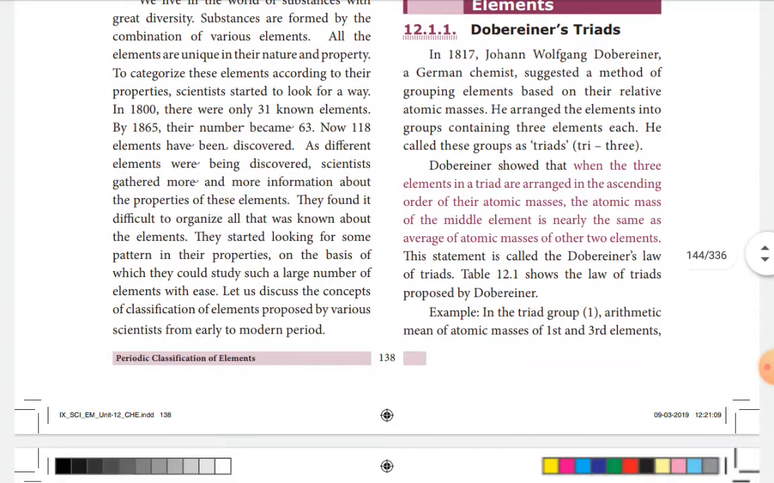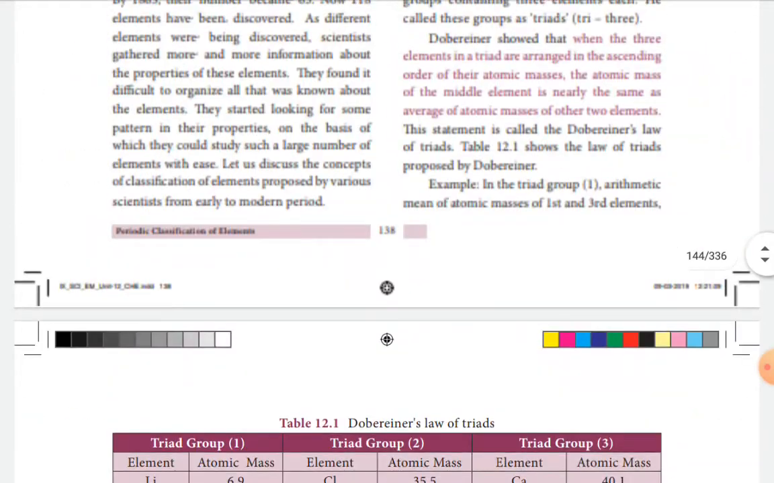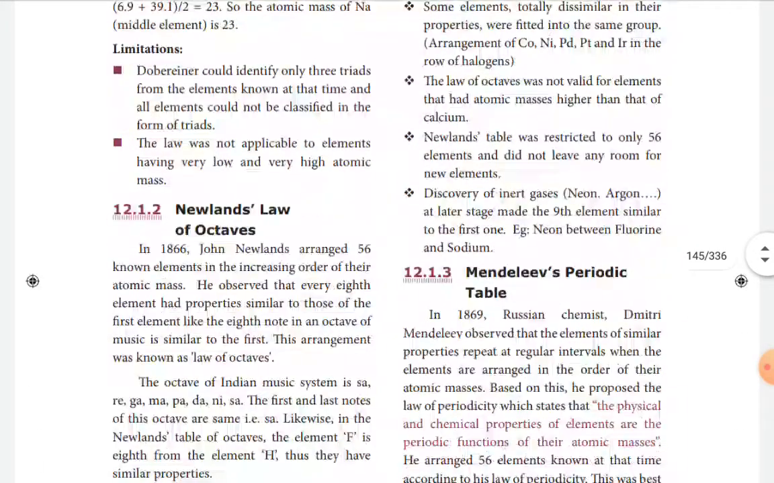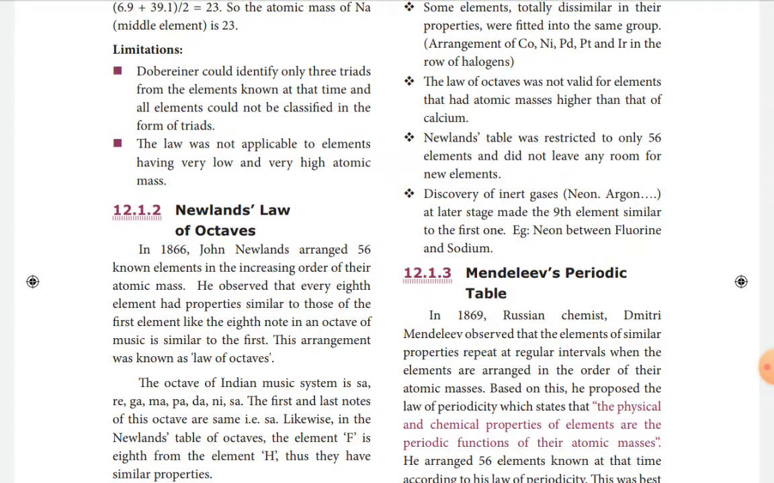The next classification was made by Newlands, the law of octaves, in 1866. John Newlands arranged 56 known elements in the increasing order of their atomic mass. Also, there are limitations. There are instances of two elements being fitted into the same slot, like cobalt and nickel, and this law was not valid for elements having atomic mass higher than calcium. So this law was also discarded after the inclusion of Mendeleev's periodic table.